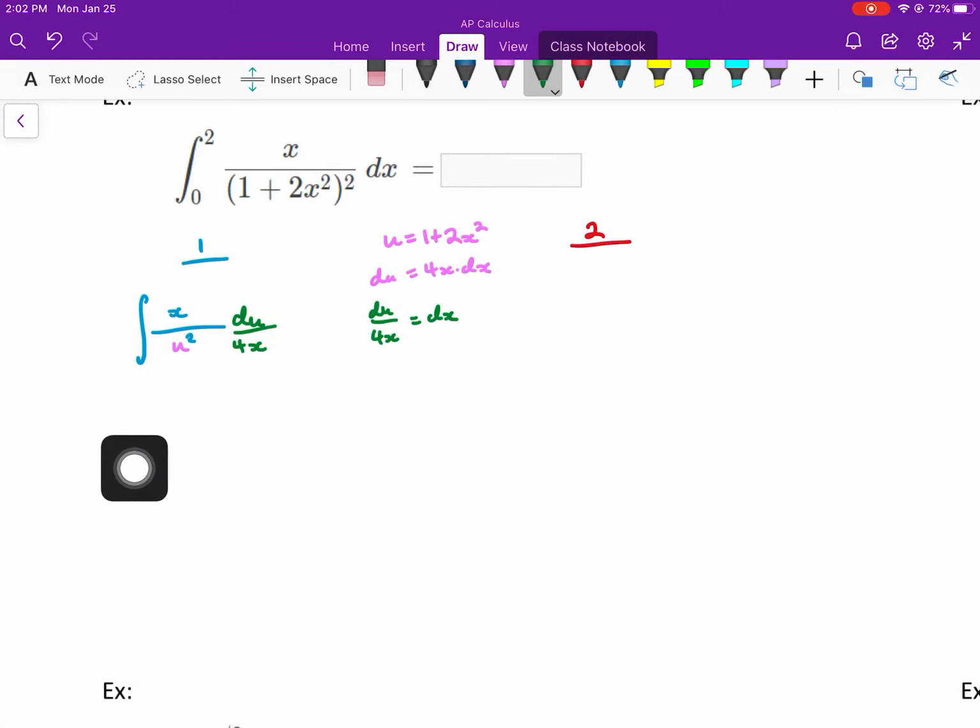Now, notice I erased the bounds that I had there. So this first method, what we're going to do is change the bounds. So I'm going to plug the 0 in here, and 1 plus 2 times 0 squared is just going to be 1. So once again, I plugged it into u. And plug in the 2: 1 plus 2 times 2 squared. 2 times 2 squared is going to be 8, plus 1 is 9. So just change the bounds on these.